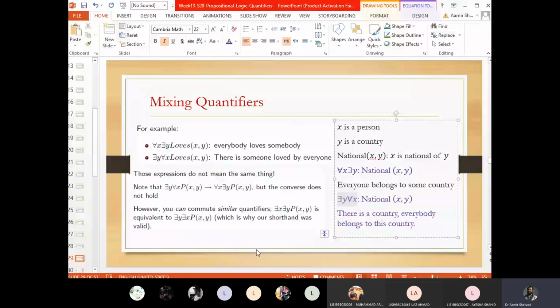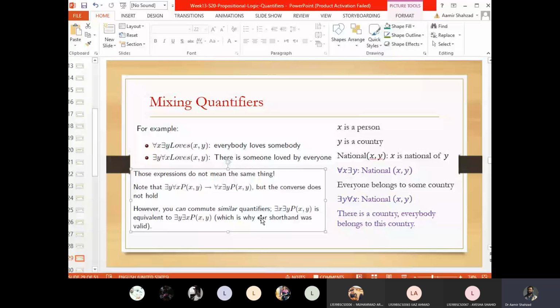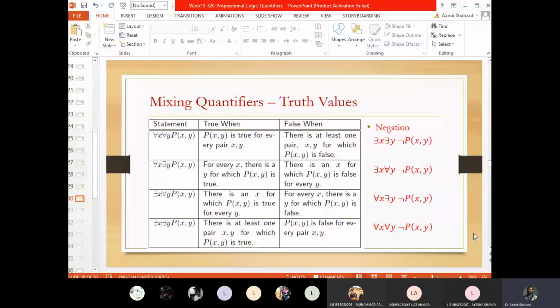अगर हमारे पास एक ही तरह के quantifiers हैं, for example, we have similar quantifiers, there exists X, there exists Y, P of X, Y, then that's fine. We can interchange the order of quantifiers. There exists Y, there exists X, P of X, Y. या इसी तरह अगर for all X, for all Y है, तो we can say for all Y, for all X. अगर similar quantifiers हैं, in that case, it will not affect the meaning of the statement. लेकिन अगर different quantifiers हैं, उनको हम switch करें तो meaning different हो जाते हैं. So we have to be careful about the order of quantifiers.